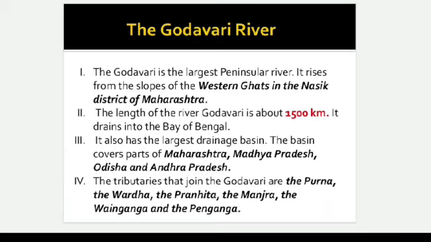It also has the largest drainage basin. The basin covers parts of Maharashtra, Madhya Pradesh, Odisha and Andhra Pradesh. The tributaries that join the Godavari are the Purna, the Wardha, the Pranhita, Manjara, the Wainganga and the Penganga. Godavari River is also called Dakshin Ganga.